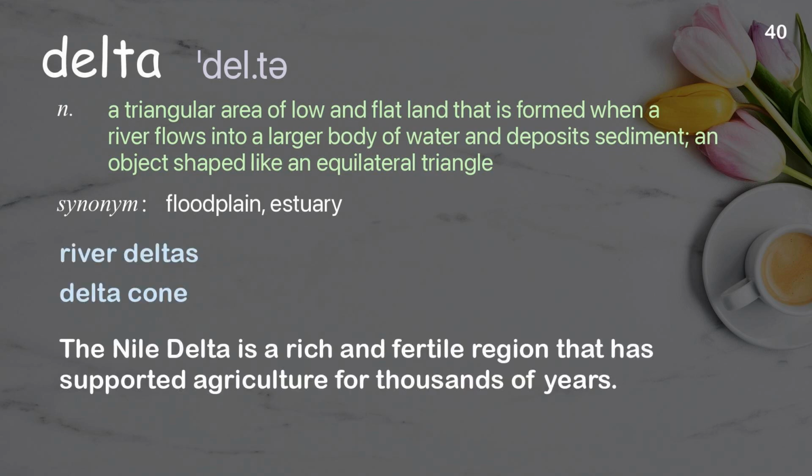Examples: River deltas. Delta cone. The Nile Delta is a rich and fertile region that has supported agriculture for thousands of years.